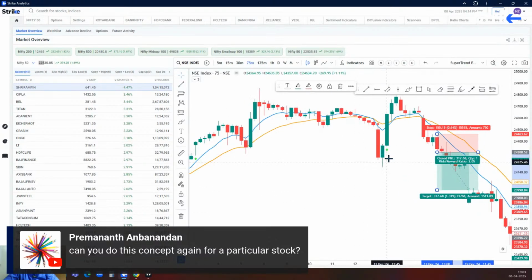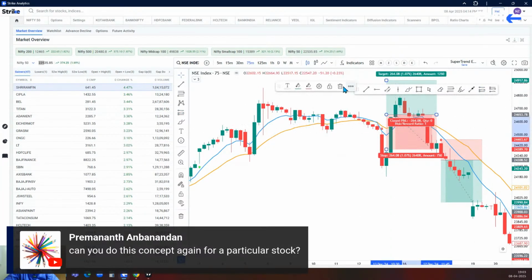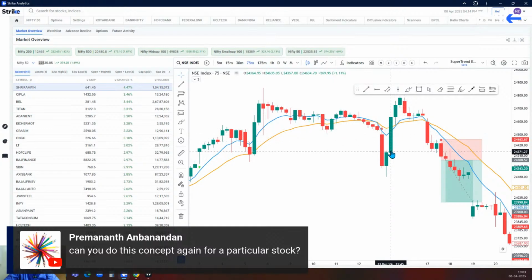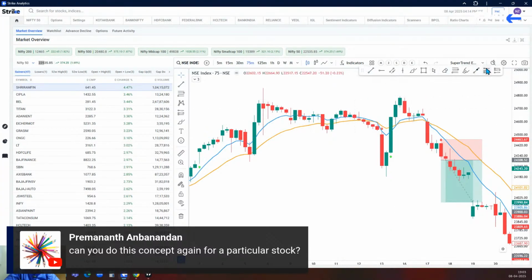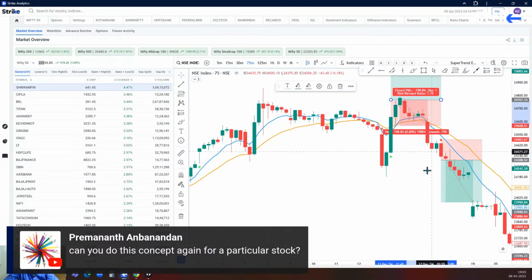This was a long trade. Before taking this trade, let me recheck the averages. So this was the indicator, but the blue line was below the yellow line. The blue line came over here, and it gave a crossover. So basically the long trade was above the high of this candle, and the stop loss was to be placed below the low of this candle, which it hit the stop loss.